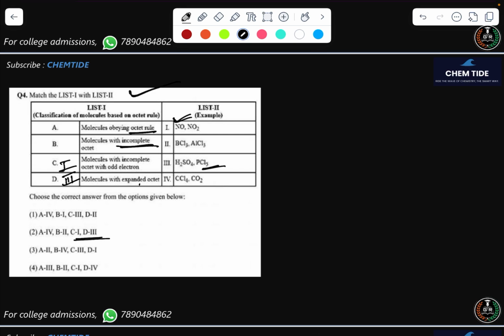So we got the answer 2, but let's cross check. The 1 is 4 and B is 2. So molecule obeying octet, yes, both have the complete octet. This 4 is right. B is second, incomplete octet, yes. So your answer should be 2.